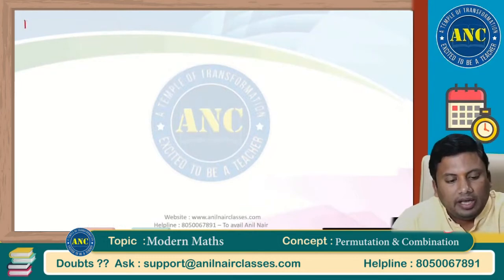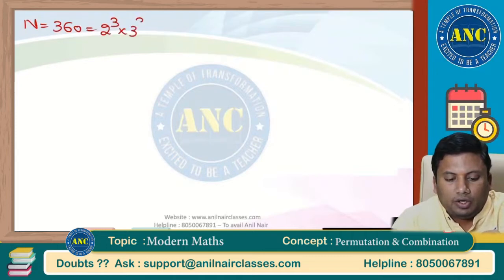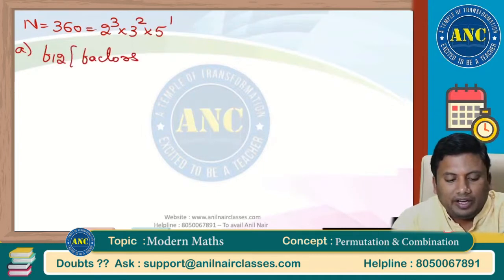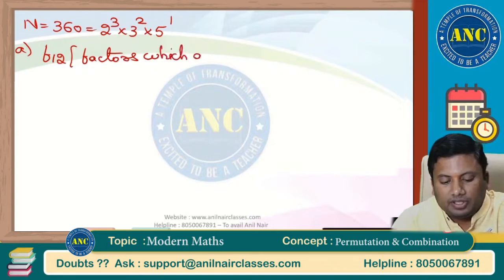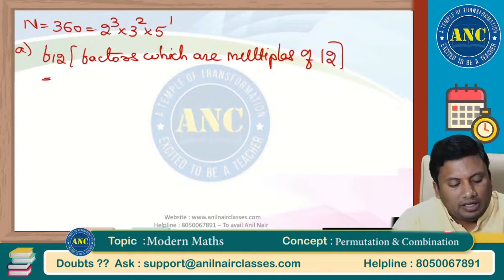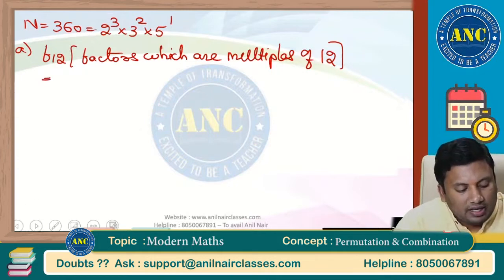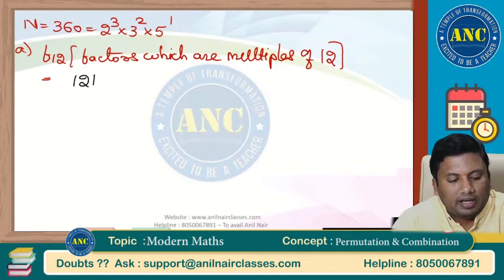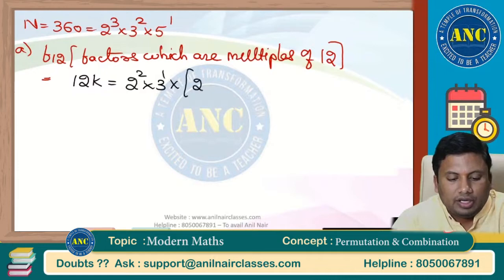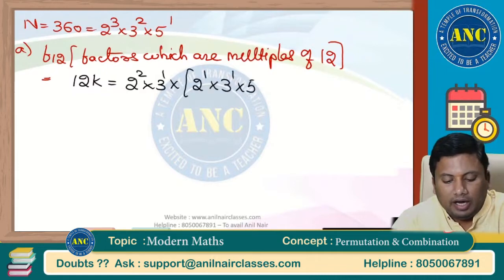Another model. N is 360, which is 2 cube into 3 square into 5 power 1. Find the factors which are multiples of 12. Any factor which is a multiple of 12 is of the form 12k. 12 is nothing but 2 square into 3. The remaining is 2 power 1, 3 power 1 and 5 power 1.